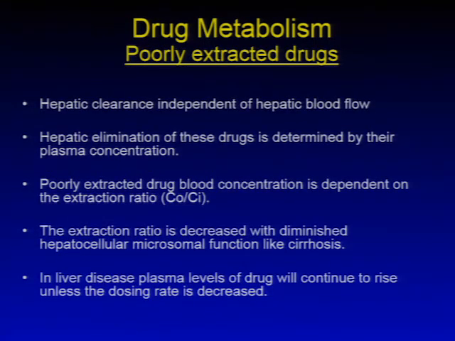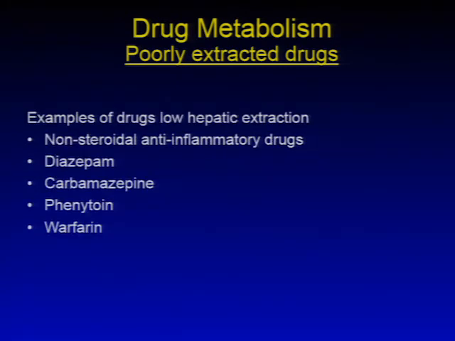Hepatic clearance is independent of the hepatic blood flow for poorly extracted drugs. Hepatic elimination of these drugs is determined by the plasma concentration. Poorly extracted drug blood concentration is dependent on the extraction ratio. The extraction ratio is decreased with diminished hepatocellular microsomal function like cirrhosis. In liver disease, the plasma level of drugs will continue to rise unless the dosing rate is decreased. Examples of drugs with low hepatic extraction: nonsteroidals, diazepam, carbamazepine, phenytoin, and warfarin.